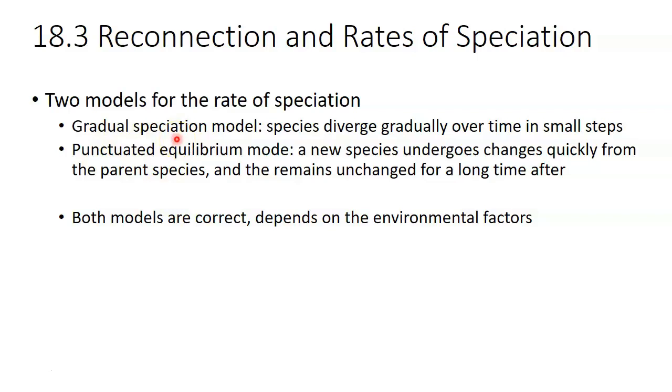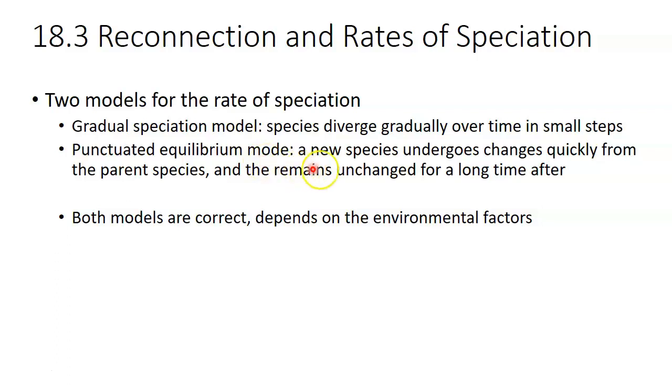Some people refer to this as graduated speciation, same thing. This is when species evolve and diverge gradually over time with small changes to the species over time. So small increments, small steps. Punctuated equilibrium is the opposite.